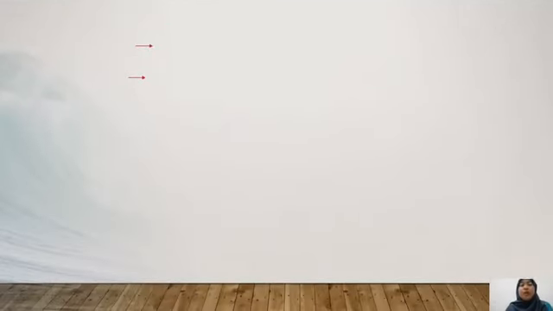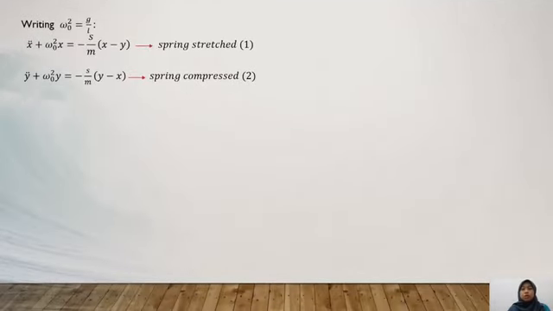For the equation, writing that omega naught squared is equal to g over L, then x double dot plus omega naught squared x is equal to negative S over m bracket x minus y, which shows that the spring is stretched. Next, y double dot plus omega naught squared y is equal to negative S over m bracket y minus x, which shows that the spring is compressed.